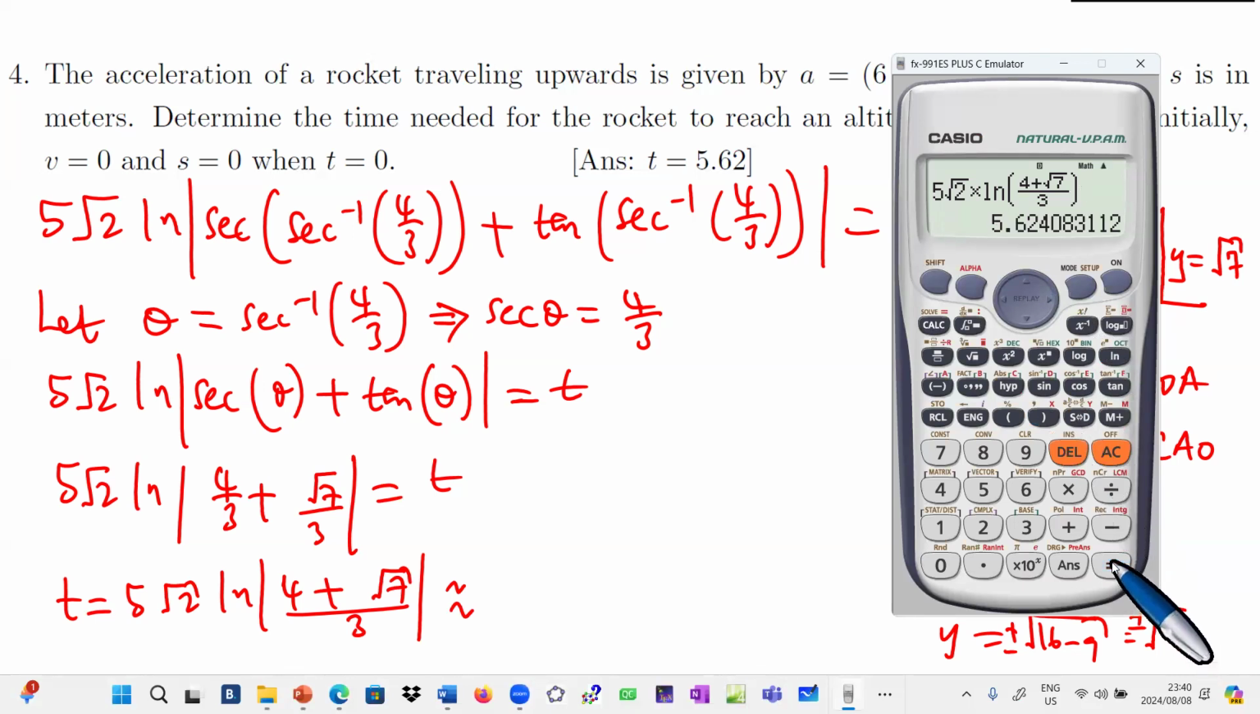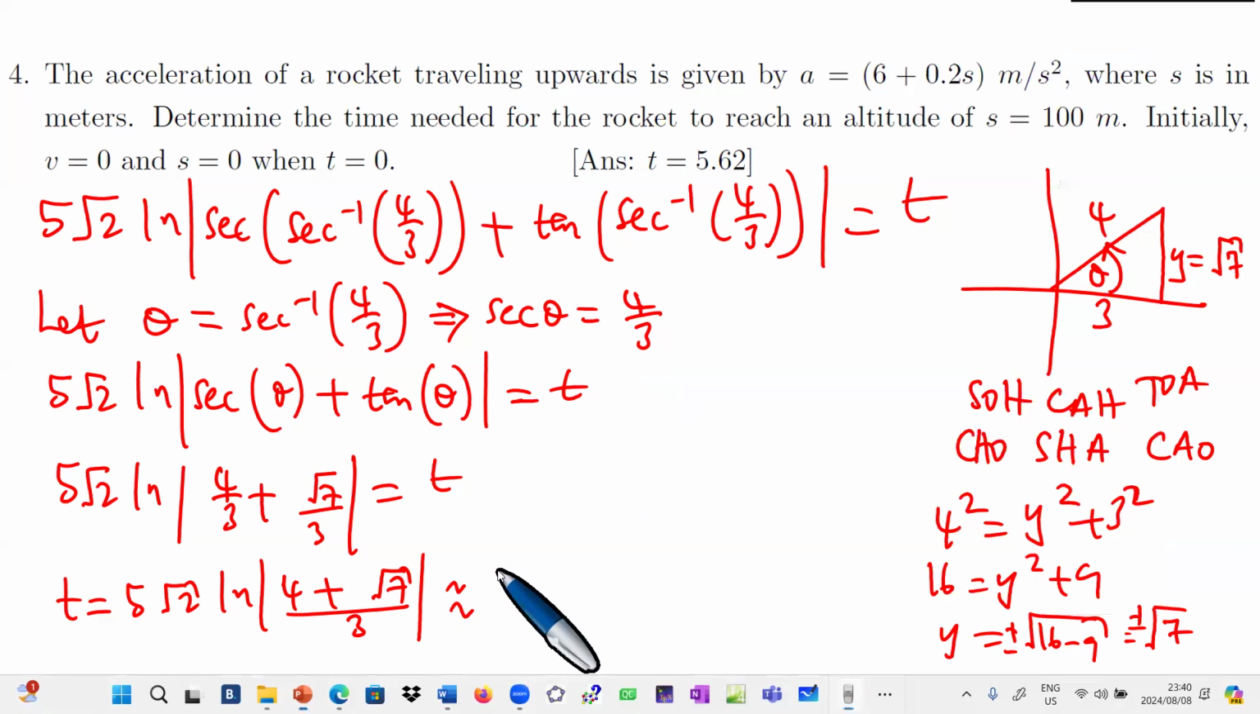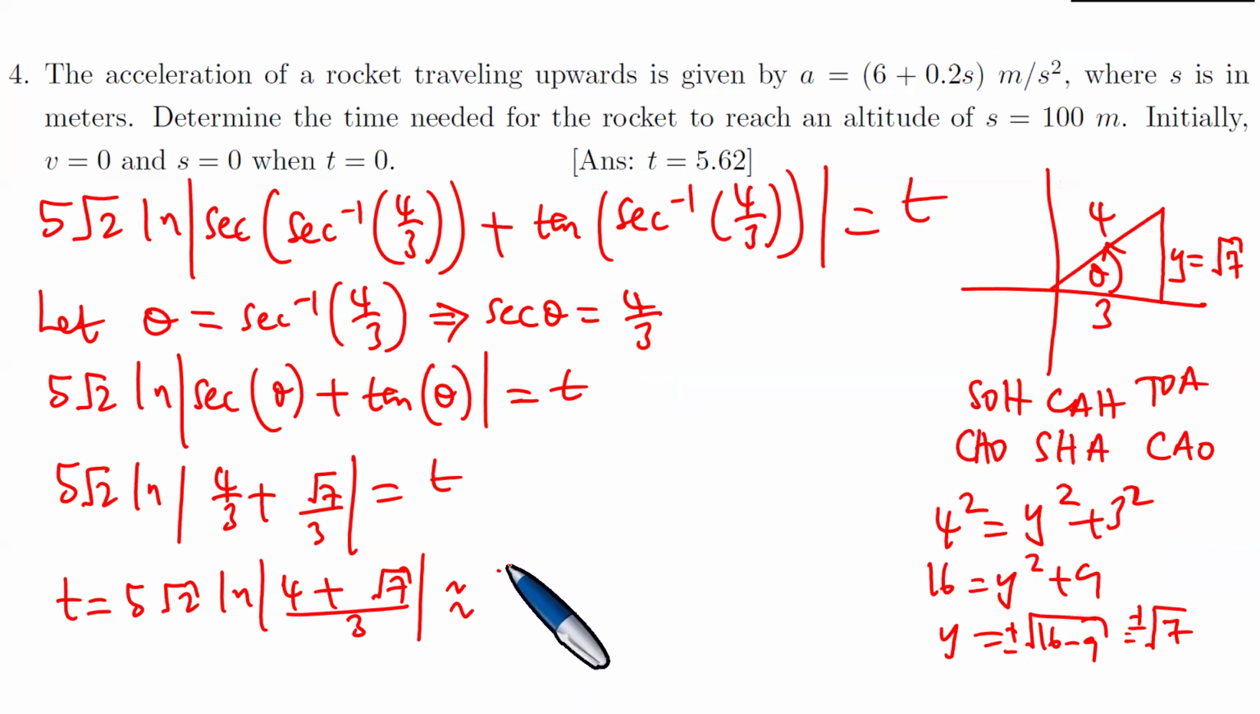Then you press the equal sign, which gives 5.62, and this gives us exactly the time that was obtained in this question, 5.624. Which means the time is approximately 5.62 seconds. Because of that, this is the answer to this particular question.